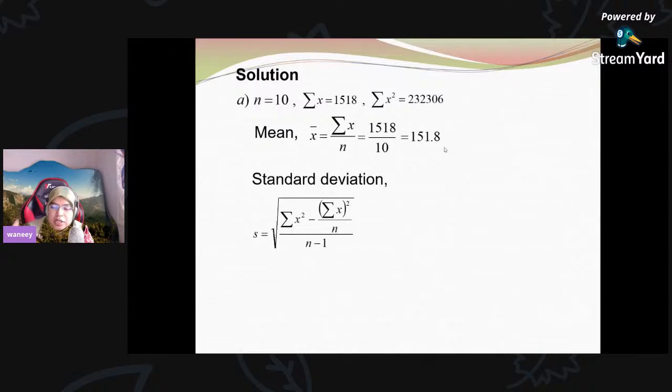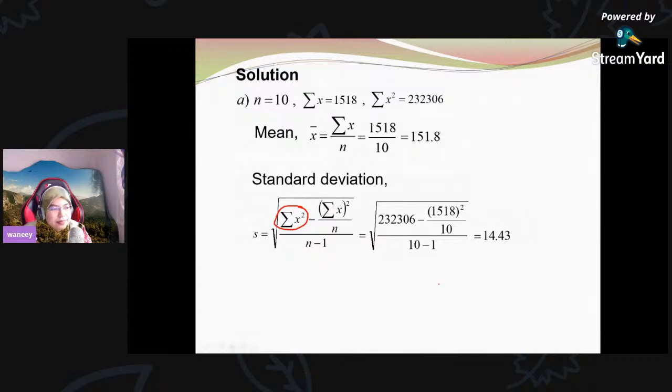Okay, so that is the square root of summation of x square minus summation of x, squared, over n, all over n minus 1. So substitute the values for this one. This is 232306, sum of x is 1518 squared over 10, over 9. So the standard deviation is 14.43. Okay, so that is for A.